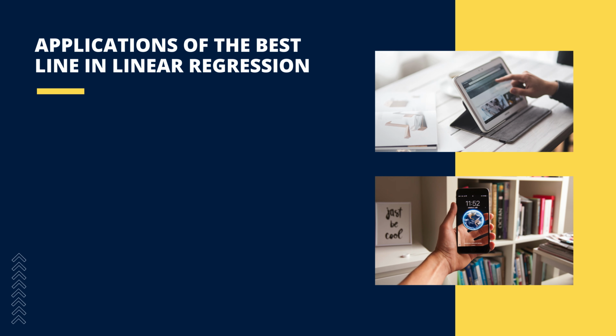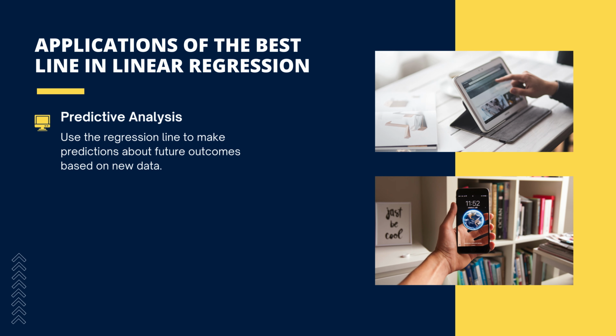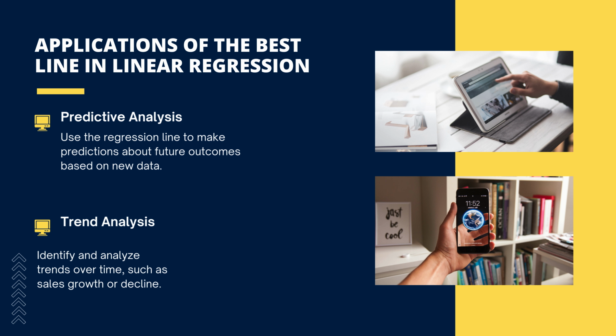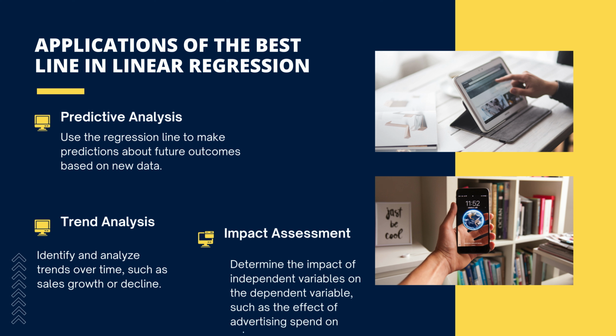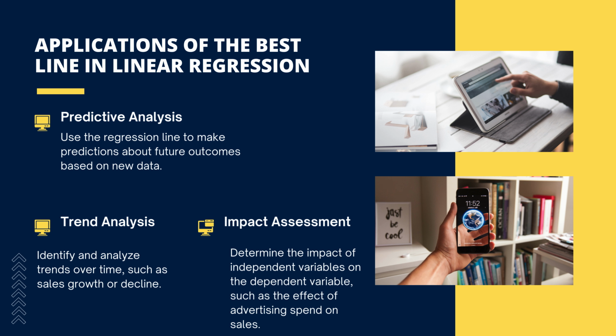Applications of the best line in linear regression. 1. Predictive analysis. Use the regression line to make predictions about future outcomes based on new data. 2. Trend analysis. Identify and analyze trends over time, such as sales growth or decline. 3. Impact assessment. Determine the impact of independent variables on the dependent variable, such as the effect of advertising spend on sales.